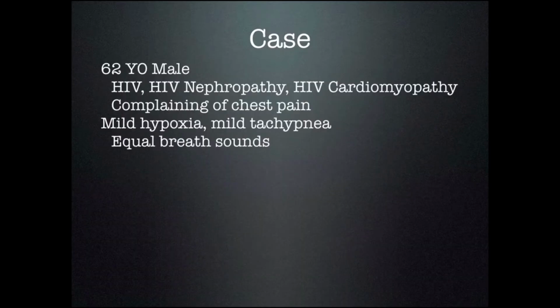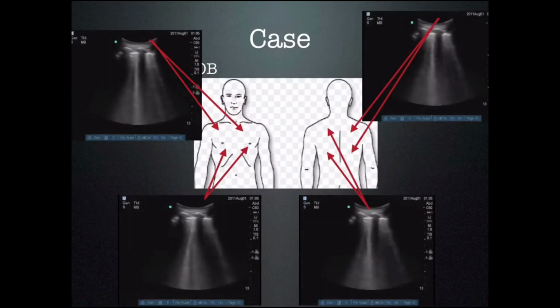Let's try a different case. 64-year-old comes in, HIV nephropathy, HIV cardiomyopathy, complaining of chest pain, mild shortness of breath, mild hypoxia, but the breath sounds are equal. So let's look. So we're going to scan their whole chest. We scan their anterior chest, we scan their posterior chest, we scan the upper lobes, the middle lobes, the lower lobes. And no matter where we scan, we see the same thing, which is lung rockets. Lung rockets mean fluid in the alveoli.